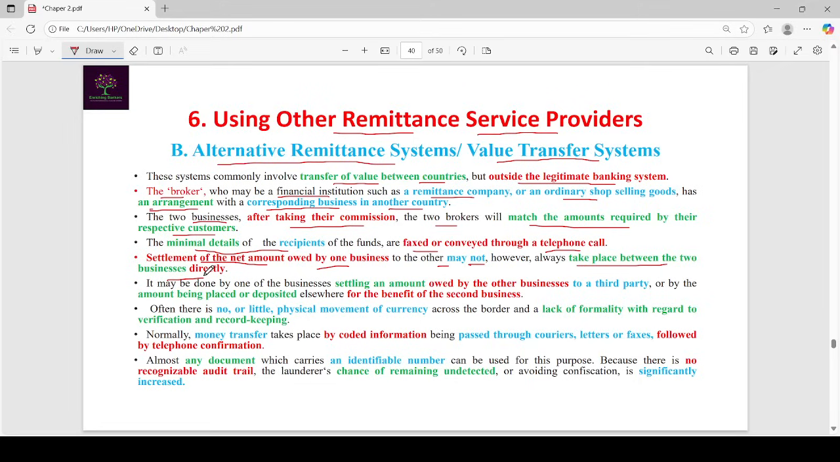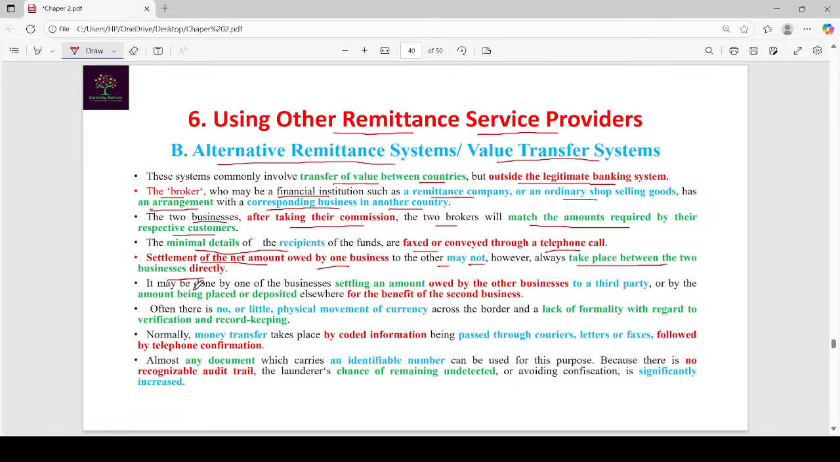They don't get involved directly because they are doing business. They have to continue their business. They should not be caught at any point of time. So for that they are taking care. So in maximum cases they may not be involved directly in the settlement of the net amount.